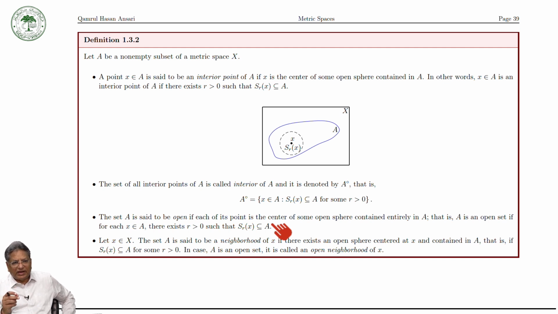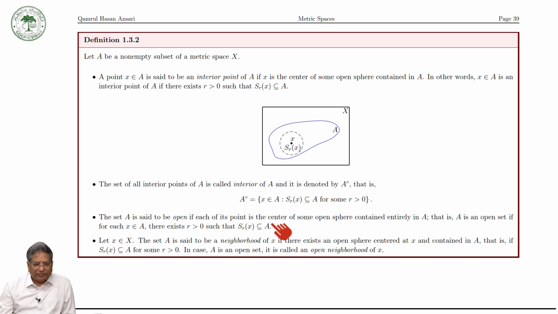So a set is said to be open if each of its points is the center of some open sphere contained entirely in A. In other words, a set A is open if and only if each of its points is an interior point of it. In other words, a set A is open if and only if A is equal to the interior of A.